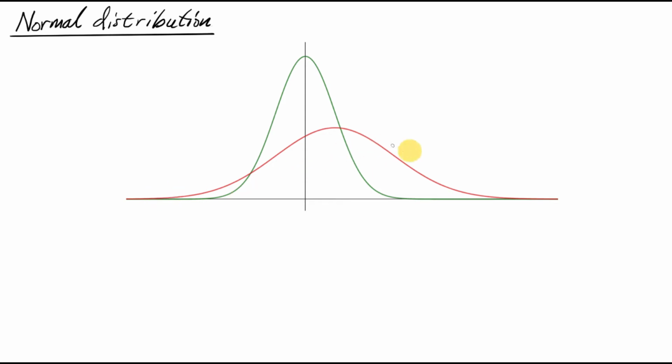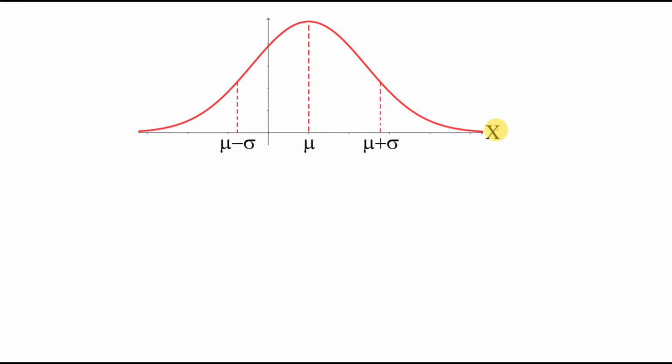Here we see two examples of normal distributions. All normal distributions are bell-shaped, so both of these are bell-shaped, and they're symmetric around the midpoint. They go to zero but never cross the x-axis. On the x-axis here we have a random variable, and the random variable can take on values along the x-axis.